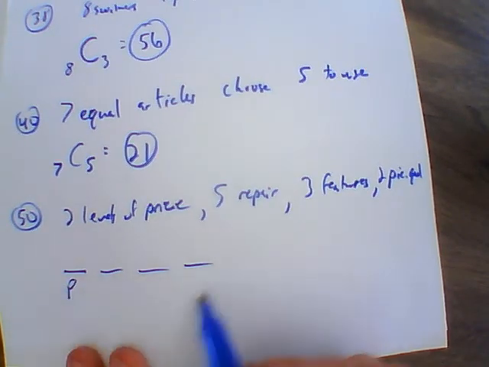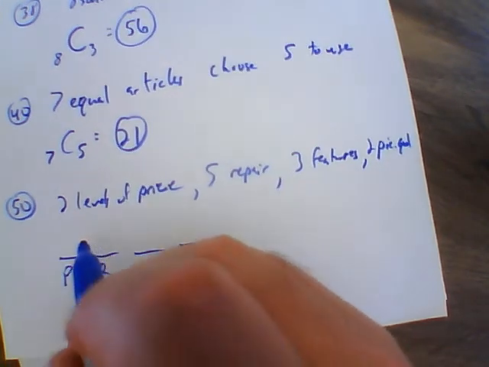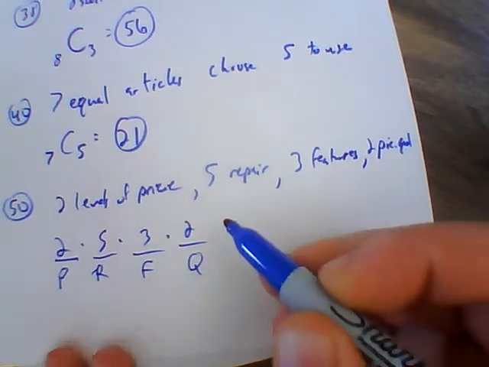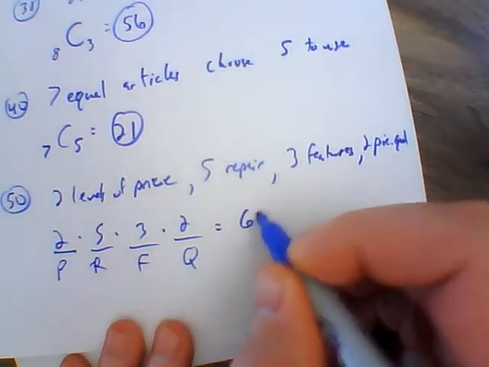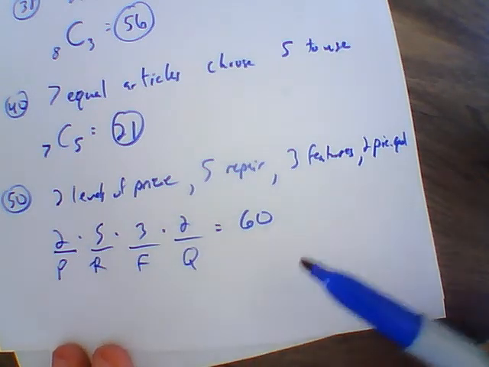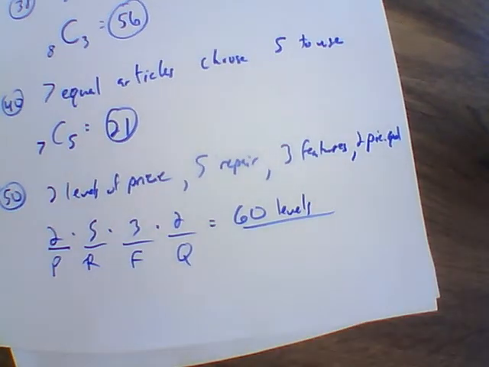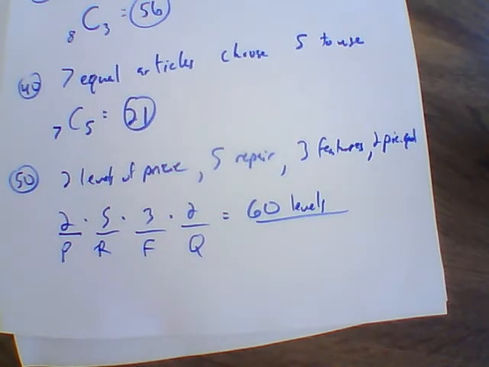So I'm just going to go price, repair, features, and quality. We have 2 levels here, 5 levels here, 3, and then 2. Then we're going to multiply each of these together. 2 times 5 is 10, 3 times 2 is 6, so 6 times 10 is 60 levels. So once again, please remember that you have to pay attention to whether we have a fundamental counting principle.